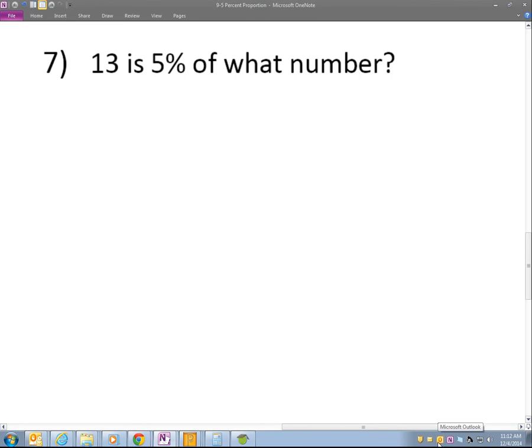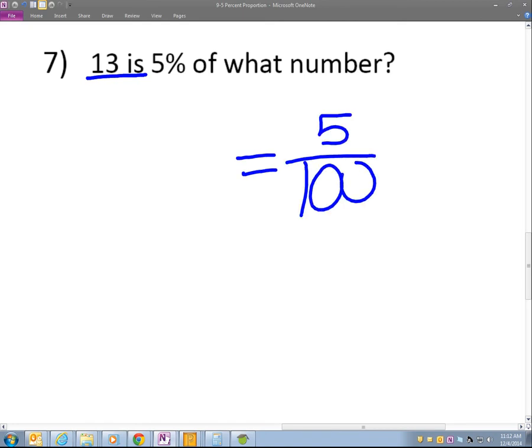Next one. 13 is 5% of what number? 13 is 5% of what number? So right away, as soon as I see a percent, I'm going to do this. You guys do that side. Excuse me.